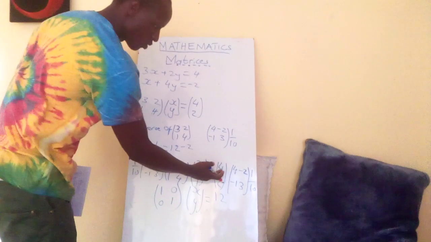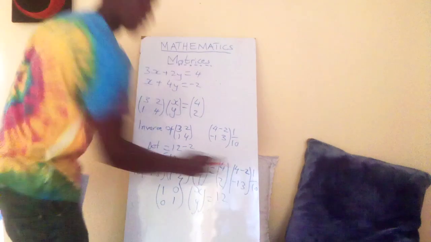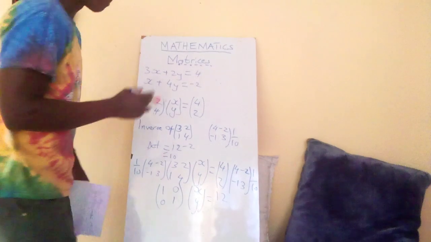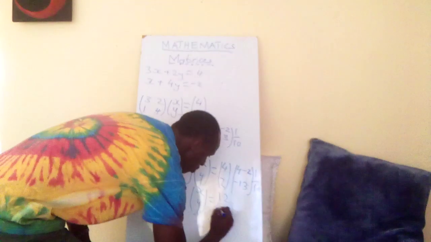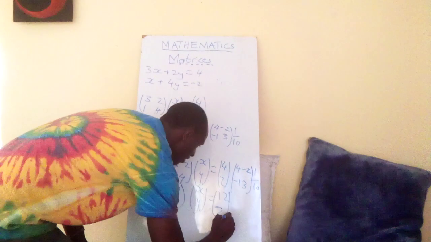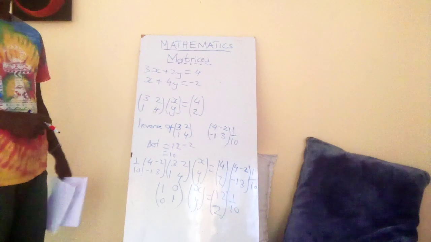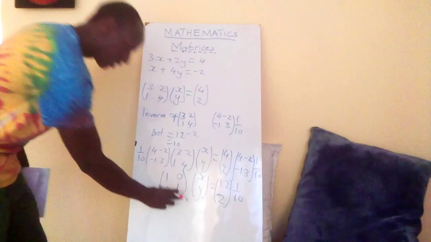Then the other side you do 4 times negative 1, that's negative 4. 2 times 3, that's 6. So negative 4 plus 6 should give you 2. Then you get 1 over 10. This is an identity matrix.